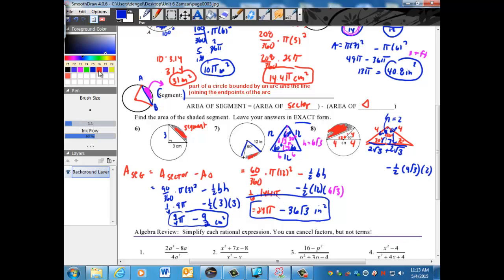Alright, then we still need to find the area of our sector, so the whole piece of pie, which was 120 over 360 times pi 4 squared. 1/3 times 16 pi, we get 16/3 pi, minus half of 4 is 2, that would be 4 rad 3 feet squared.